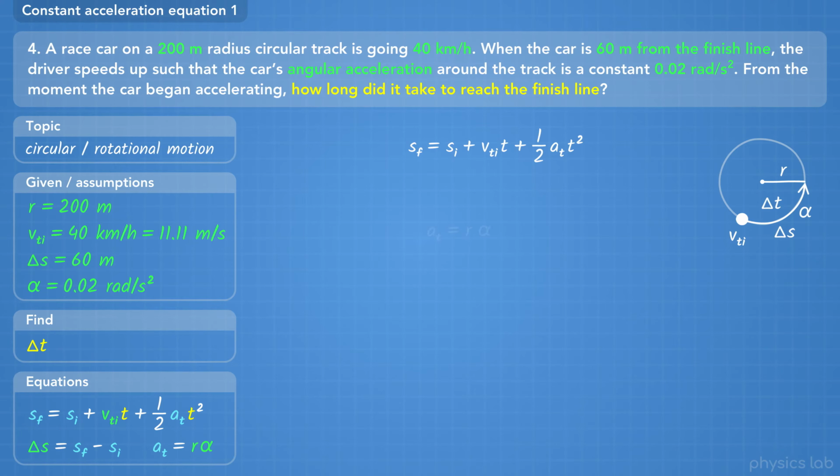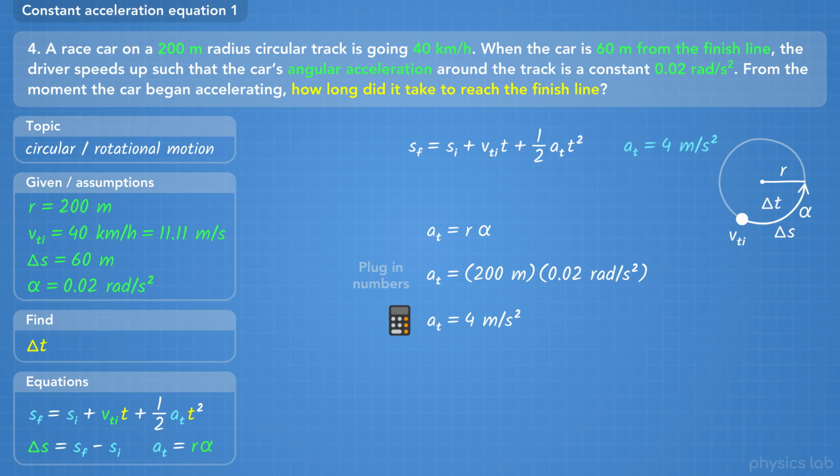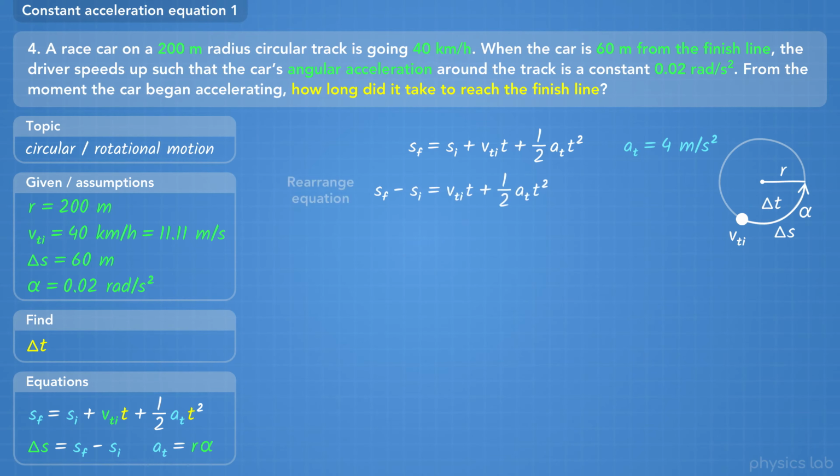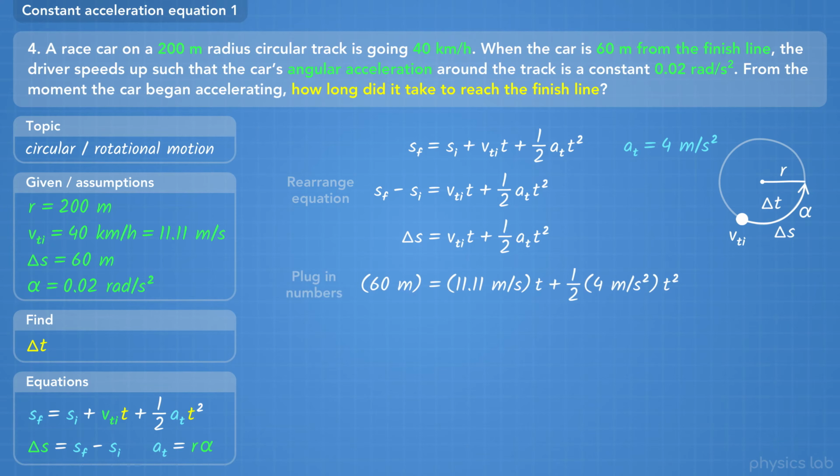First, instead of replacing a sub t with r times alpha, let's just calculate it. We can plug in 200 meters for the radius and 0.02 radians per second squared for the angular acceleration. We end up with 4 meters per second squared for the tangential acceleration. Let's write that off to the side for now. Now we can take our kinematic equation and rearrange it by subtracting s initial. Now that we have s final minus s initial on the left, we can replace that with delta s, since they're equivalent.